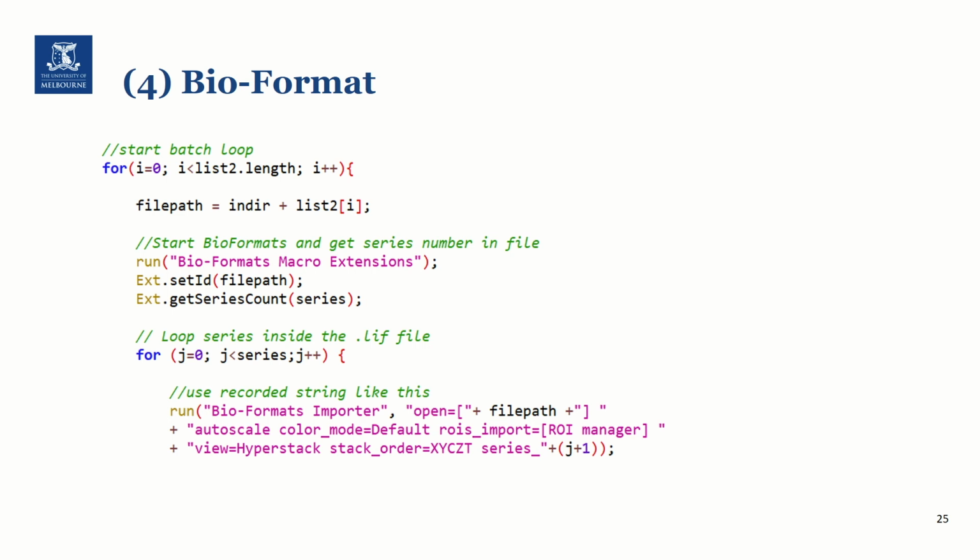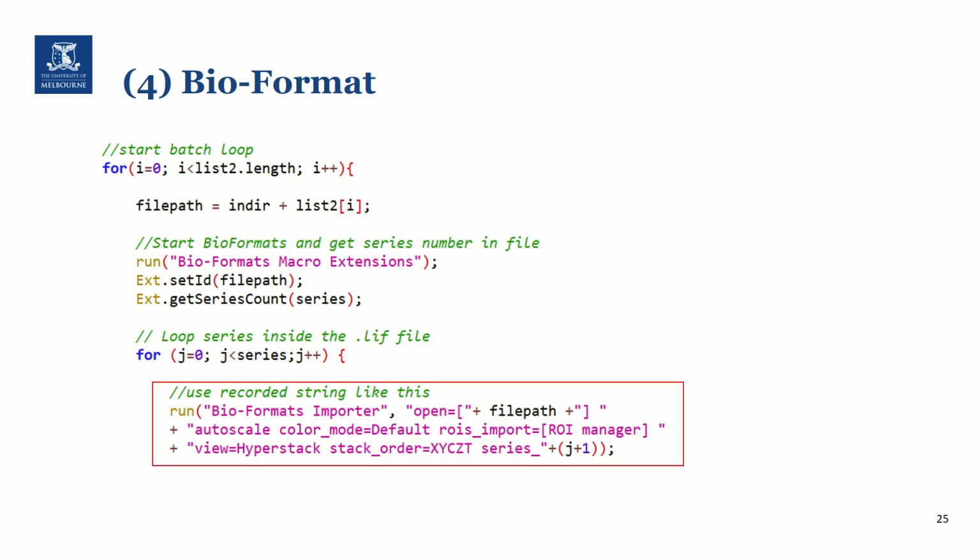So this is what we have so far after I have added comments. When we start a batch loop using list 2, we can set the file path and start the Bio-Formats macro extensions, then set the image for the extension, then get the number of series of that image. Based on that, we can set up another loop, and we can use our importer commands which we have recorded. In this code, if we are using the default import options, these long commands can also be replaced using macro extensions.